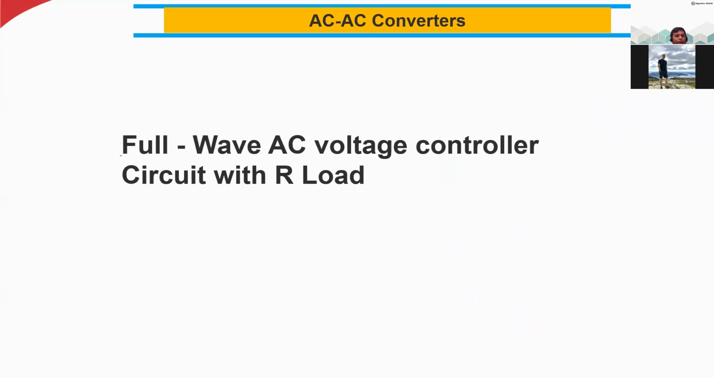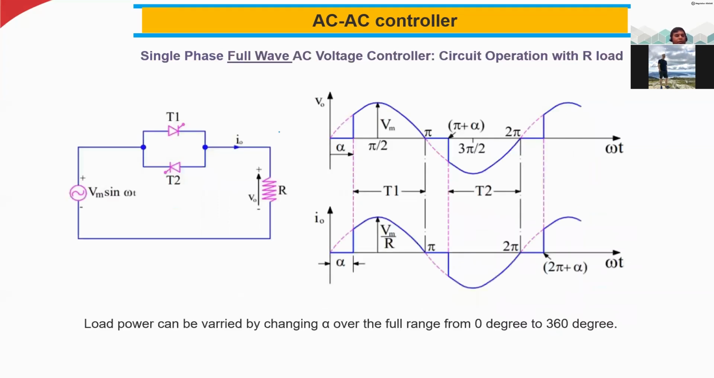So now we will see the full wave AC voltage controller with R load. Full wave control means the positive half cycle is going through T1 and the negative half cycle is going through T2. And you have the alpha here, and you have alpha also here.